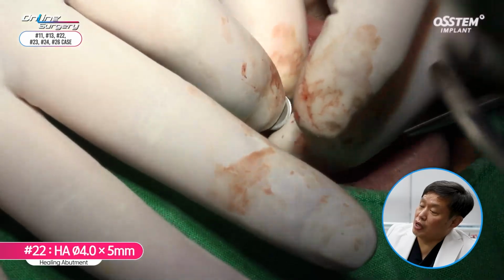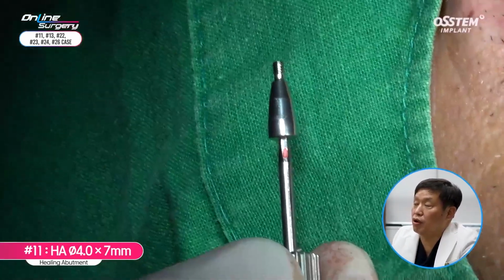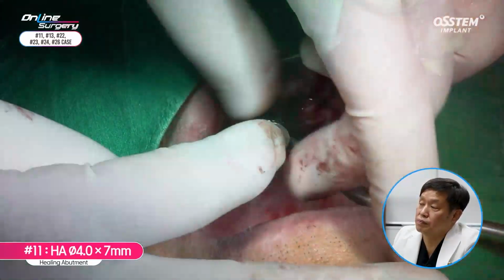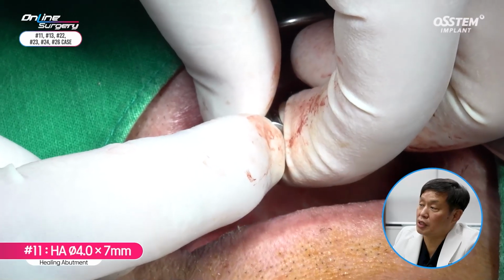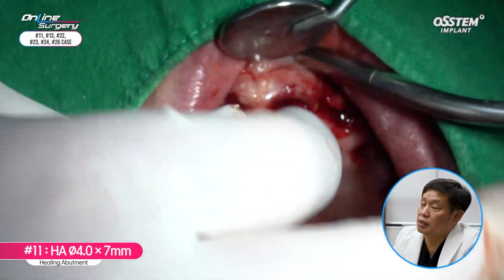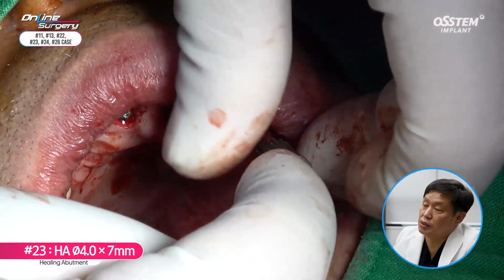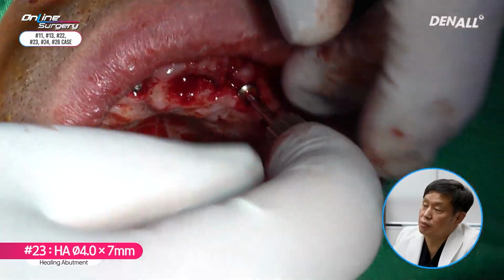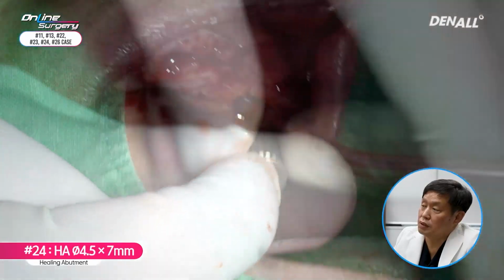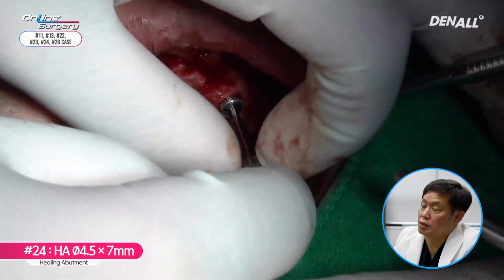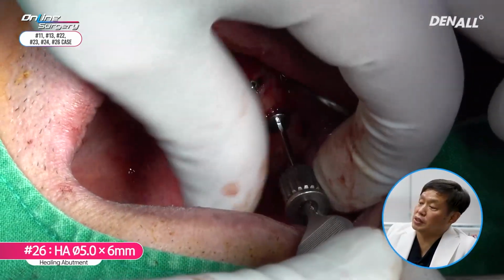First, a mini healing abutment was connected to number 22. And healing abutments were connected to the rest. Number 23, 13, 24, up to number 26, healing abutments were connected.